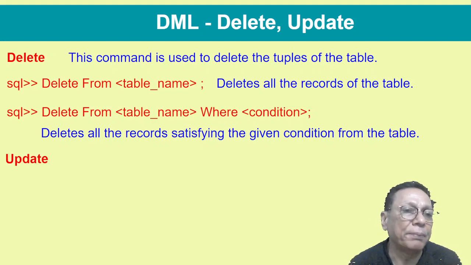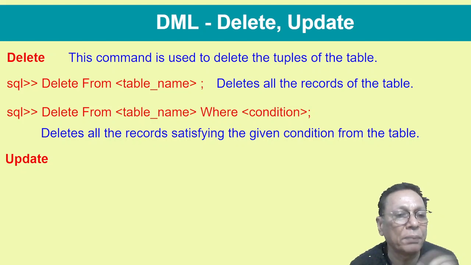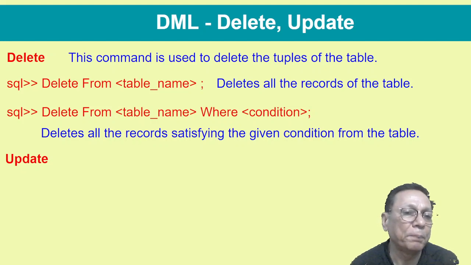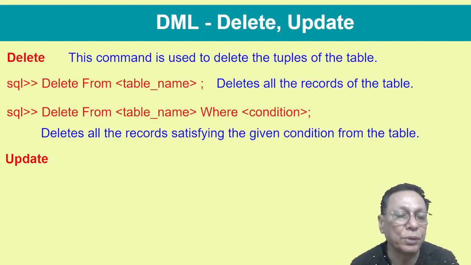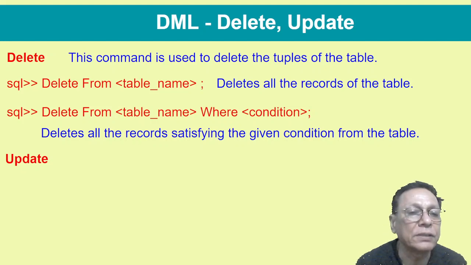The next statement is update. Update does not mean alter. Alter is a DDL command, but update is a DML command. Students must note this. Update is a DML command and it applies only on the records of the table, not on the structure of the table. So the update command will update the records of the table. What is the syntax of the update? We learn that from the next statement.